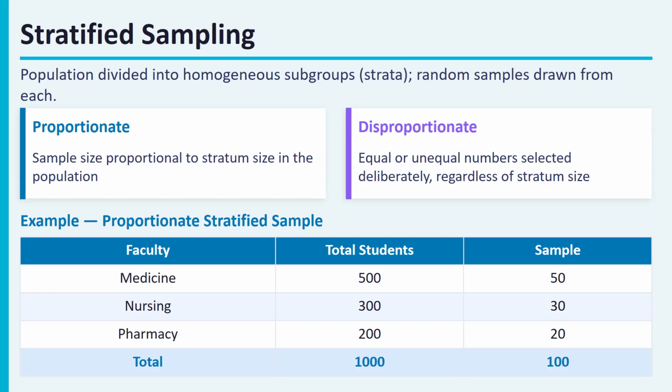For example, we have the faculty in medicine, nursing, and pharmacy, and we have 500 students in medicine. So accordingly, we take a sample of 50. We have 300 students in nursing. So according to that number, we take 30 students as a sample. And we have 200 students in pharmacy. So according to this number, we take 20 students as sample. So this is the proportionate, which is relating to the total number present in the population.